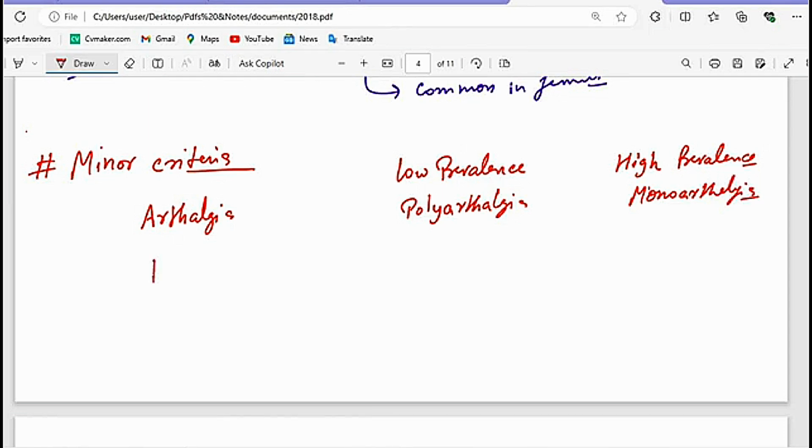Then we have the fever. If the fever is more than 38.5 degrees Celsius, we consider it the low prevalence area, and if it is more than 38 degrees Celsius, we consider it the high prevalence area.